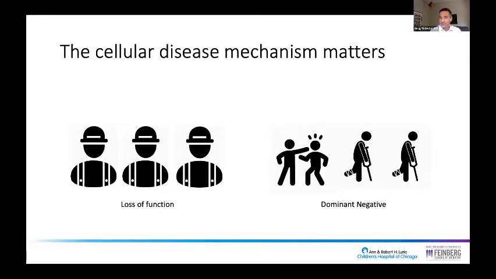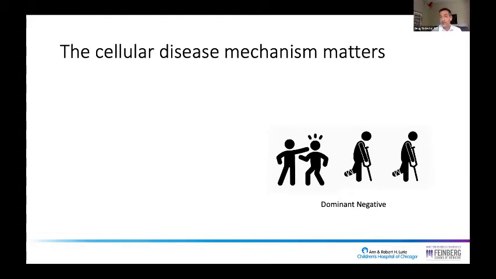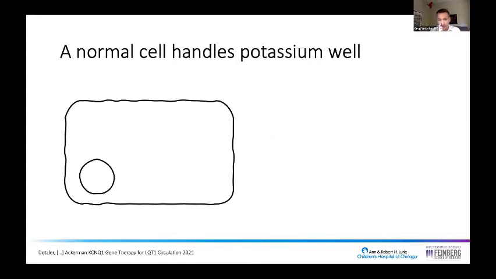But what about in this case where the abnormal protein is actually damaging the prospects of the normal protein that's in the cell? So I'm going to focus on that next in another example of clinical gene therapy, or preclinical gene therapy rather, for inherited arrhythmias. So this is work by Dr. Ackerman's group. I know he's on the call with us.